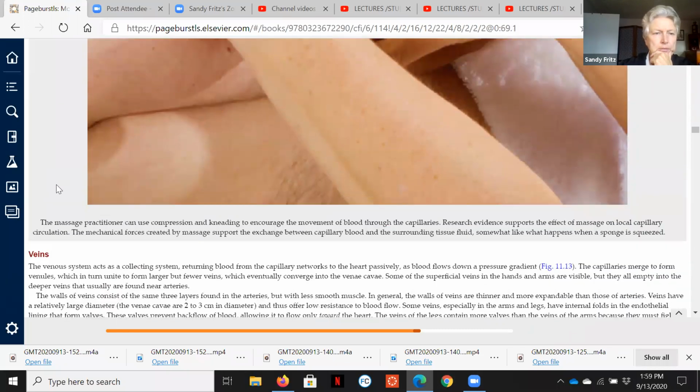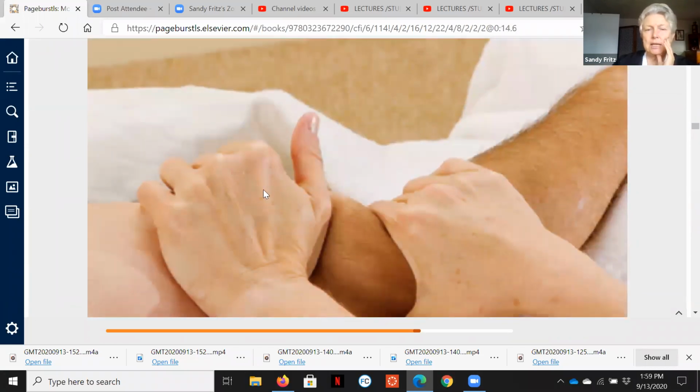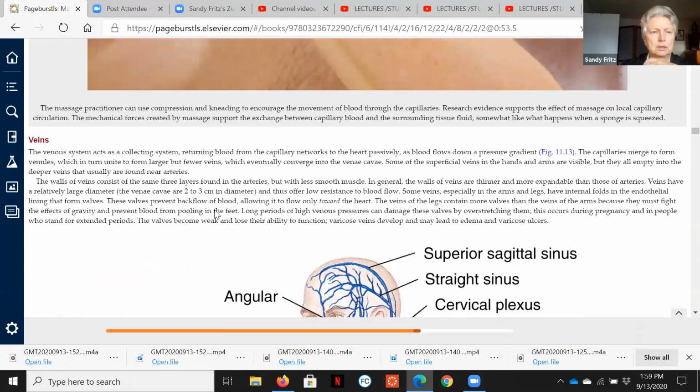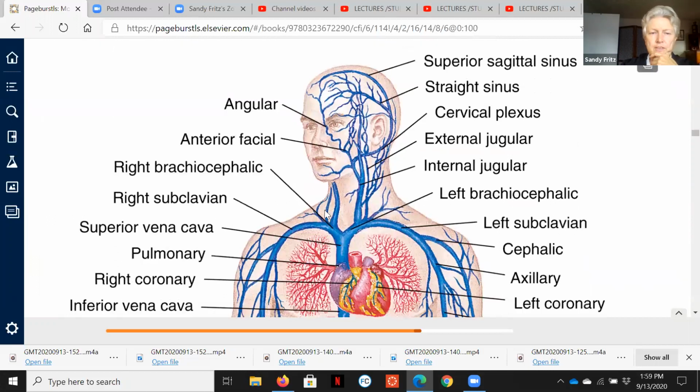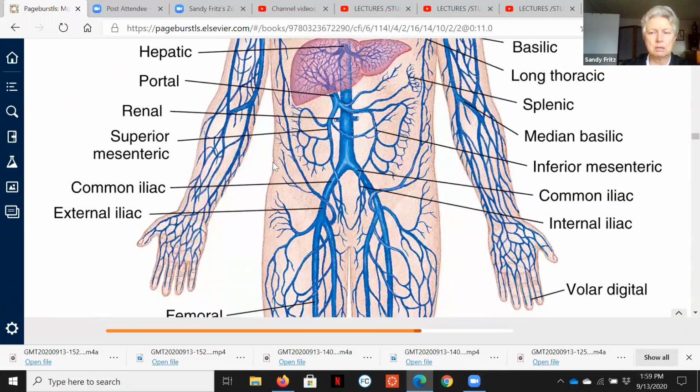And here's a picture of using kneading and compressing to kind of squeeze the capillary beds, which can have, at least for a little bit of time, an influence on exchange of fluid at a very local level. So here are the veins. You should have a working knowledge of the terminology here.